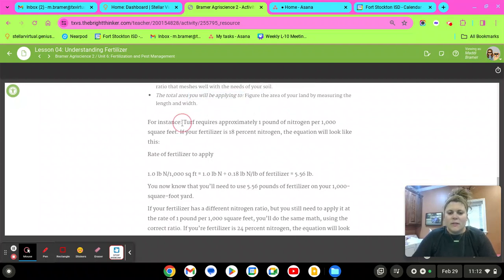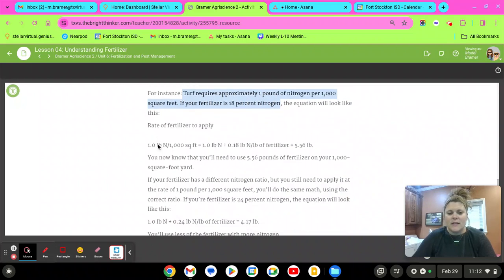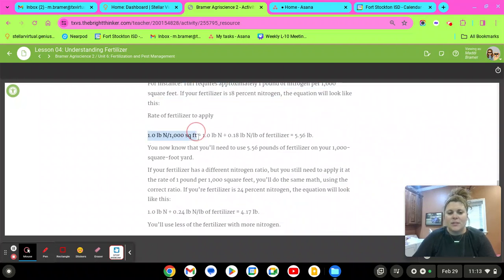So their example is turf requires 1 pound of nitrogen per 1,000 square feet. So if your fertilizer is 18% nitrogen, the equation looks like this. So you have 1 pound of nitrogen per 1,000 square feet. So that's 1 pound divided by 0.18 pounds, because we've got that in our fertilizer. So 5.56 pounds. So we need 5.56 pounds of fertilizer for our 1,000 square foot yard.